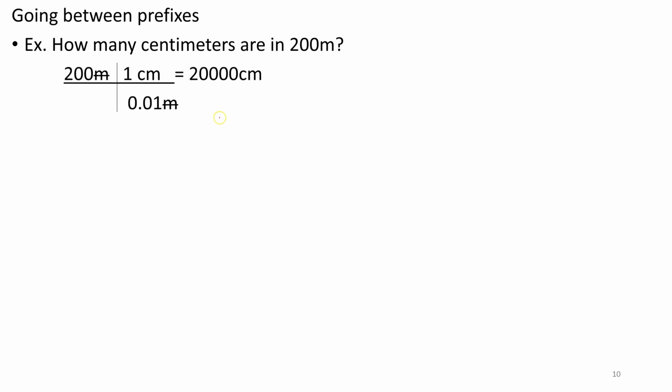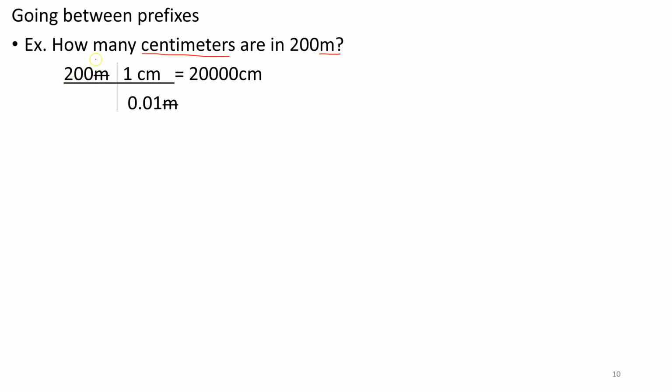Going between prefixes is a common thing we're going to need to do, and we're going to use what's called a T-chart. So how many centimeters are in 200 meters? You're probably asking yourself, okay, how do I do this? We're going to use a T-chart to help organize ourselves. So I'm going to explain the T-chart to you. The T-chart is designed to go from one unit to another unit. I'm going to go from meters to centimeters. So how do I do that?